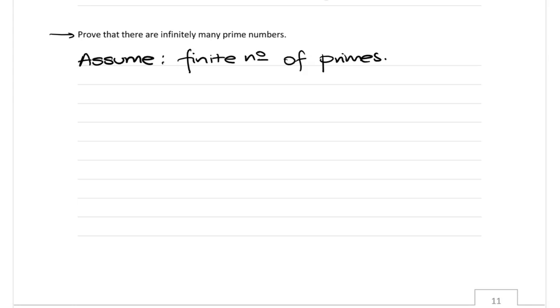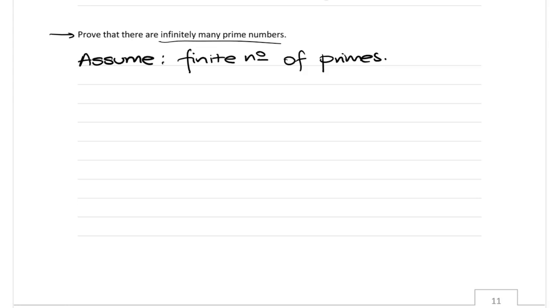So, if there are a finite number of primes, that must mean that there is a biggest prime. And biggest is in quotation marks, because we know that's not actually true. There are an infinite number of prime numbers, but we're assuming the opposite, a finite number. And if there's a finite number, one's got to be the final and largest number.